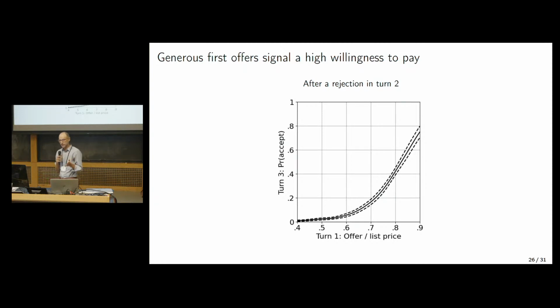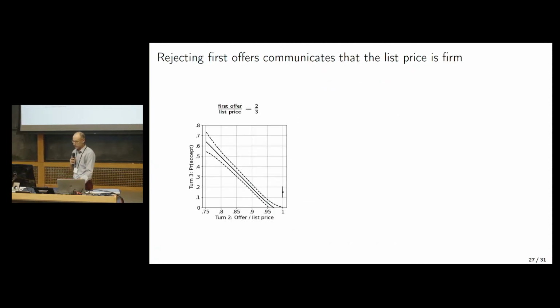So the horizontal axis is the same, the normalized first offer. The vertical axis now is the probability that the buyer accepts, that is, pays full price after the seller rejects in turn 2. So you come along and offer me half the list price in turn 1, and I say no, you're unlikely to pay full price thereafter. But if you offer me 80, 90% of the list price, and I say no, you're going to be pretty likely to pay full price right afterwards.